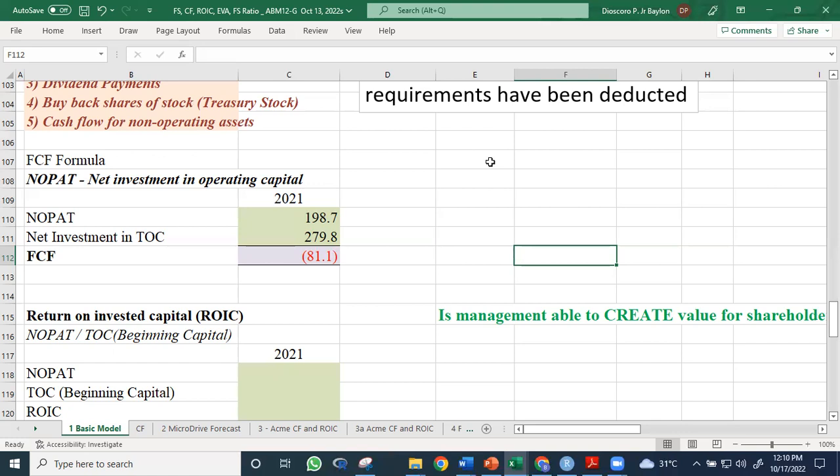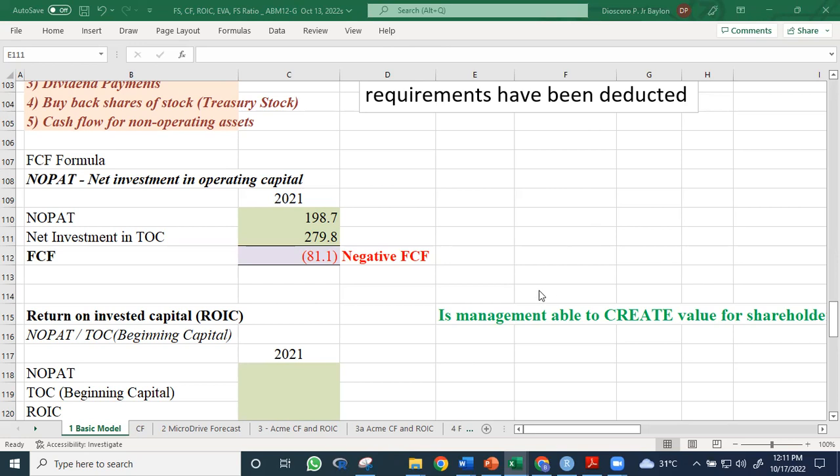Okay, did you get negative 81.1? So I will wait again for your chat, guys. If you got the same figure, negative 81.1. Okay, good. Thank you for your feedback.